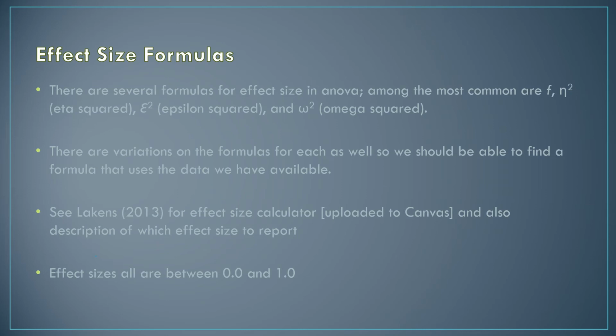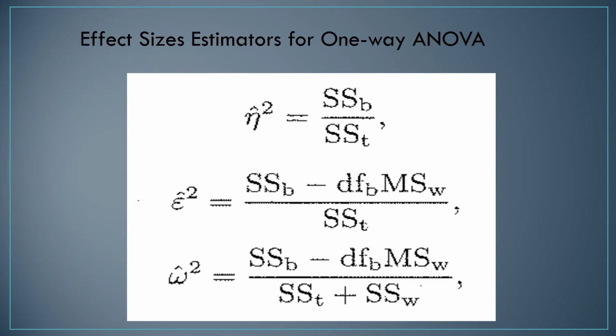The one thing that's similar for all effect sizes is all effect sizes are going to be between 0 and 1, and they will be split into small, medium, and large. And that's either based off of the formula in which you use, your context, or both. So here are the formulas for the three most common effect sizes used in ANOVA.